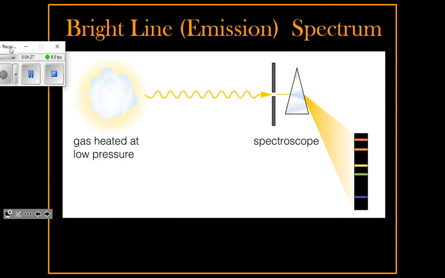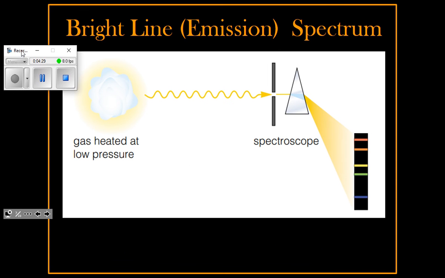The second type we're going to talk about is called an emission or a bright line spectrum. What you do is you take a gas at low pressure, but you heat it up. When that gives off a spectrum, it doesn't contain the whole Roy G. Biv. It has just certain lines of certain colors. So it's just a black background, but then it's got a series of bright lines. That is called a bright line spectrum.